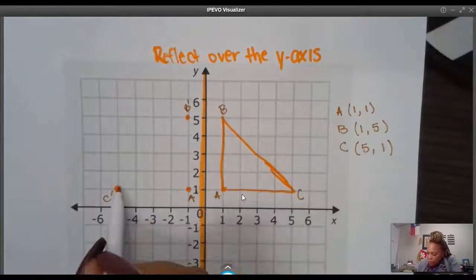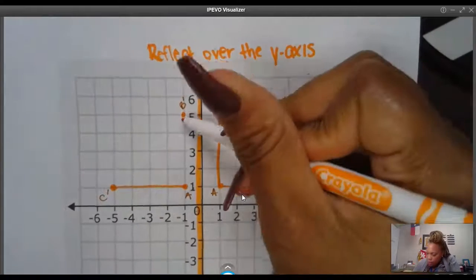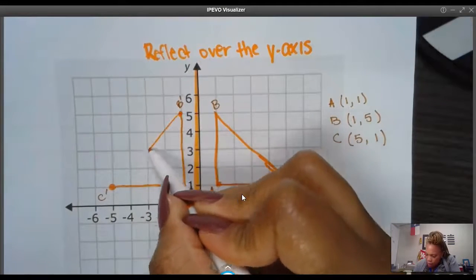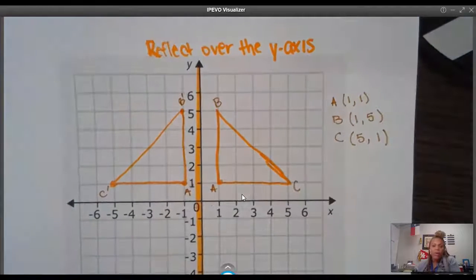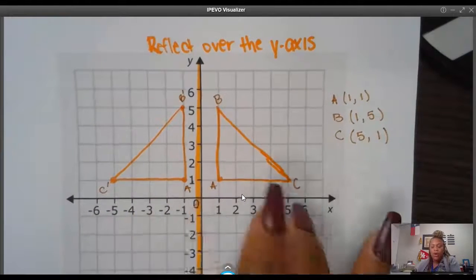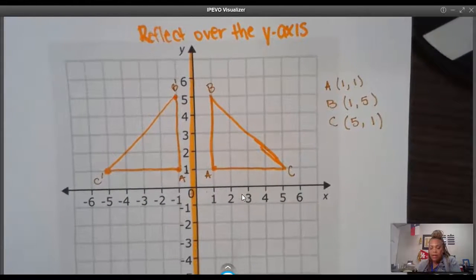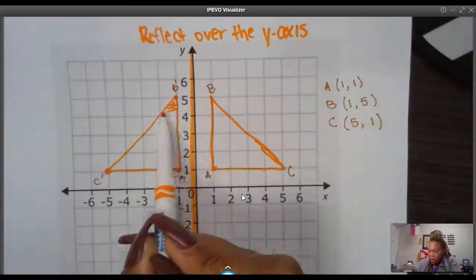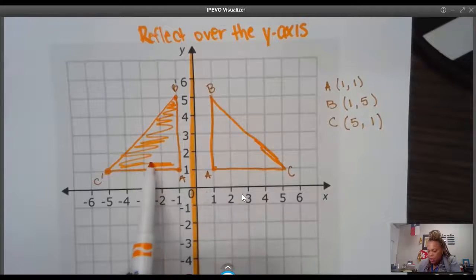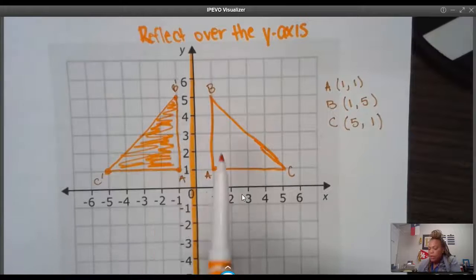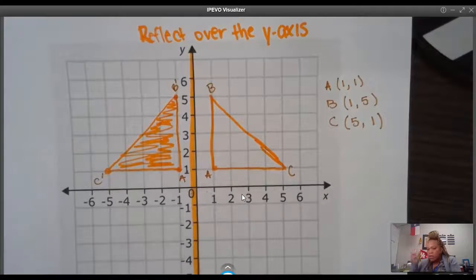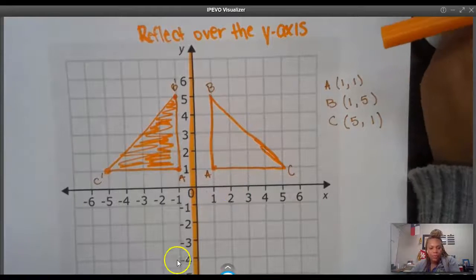So if I were to connect my points to continue my shape, I will see that I now have reflected my image over my y-axis. This was my pre-image, and this is my image. This is my reflected image. Notice it's the exact same shape, the exact same size. It's just in a different location.